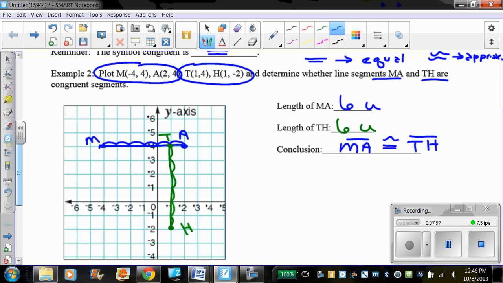If it weren't congruent, we would write the same exact thing, but we would put a line through like this. By the way, that would mean non-congruent. We don't want to do that because in this case, they are congruent.